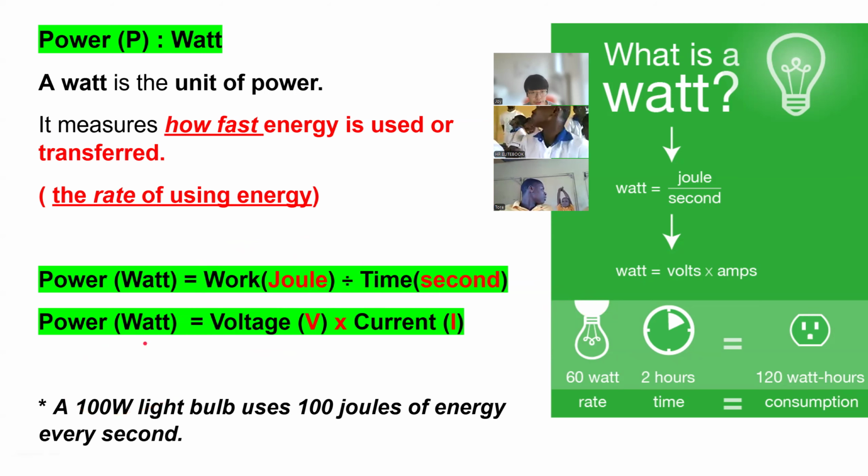So when you see a label that says 100 watt light bulb, you can now tell that the light bulb uses 100 joules of energy per second. That's what 100 watts means. It uses 100 joules of energy every second. It's how fast it drains your energy.